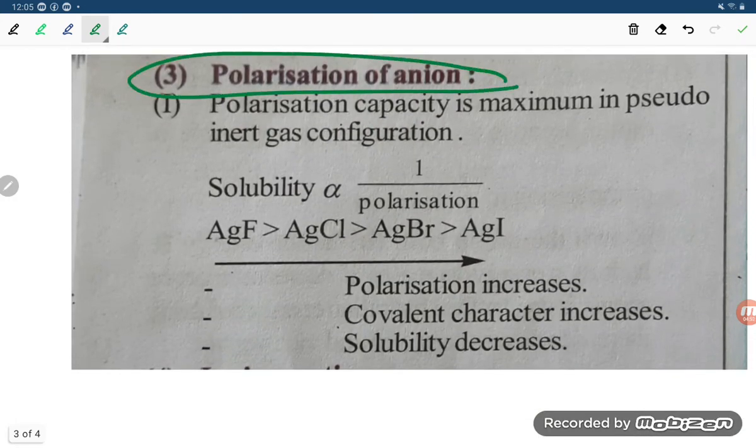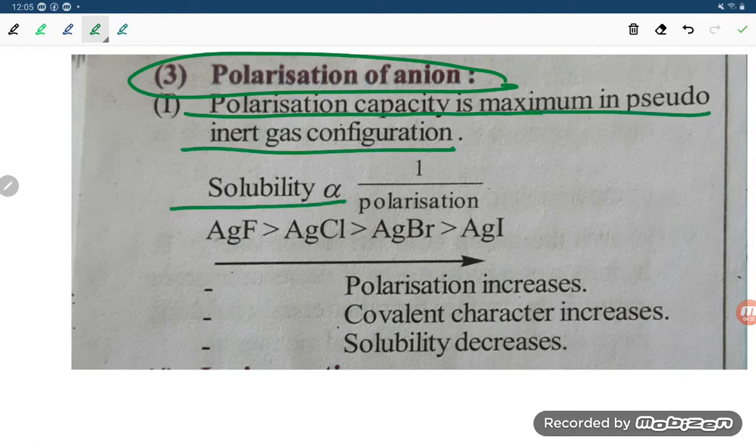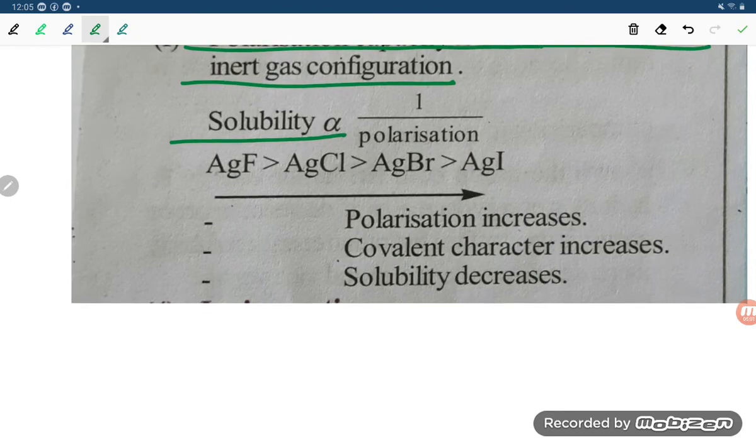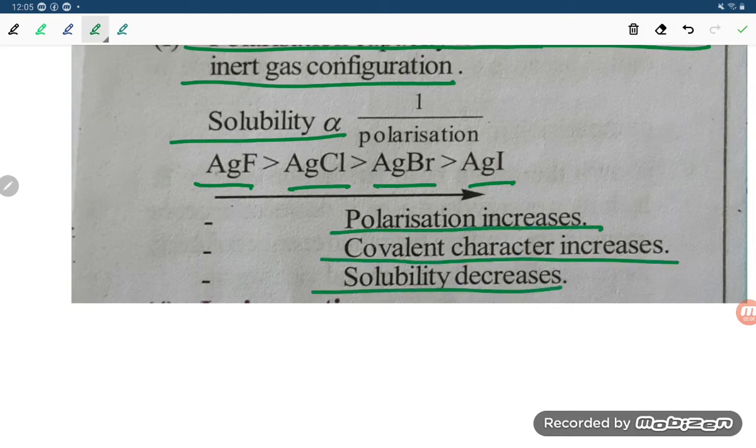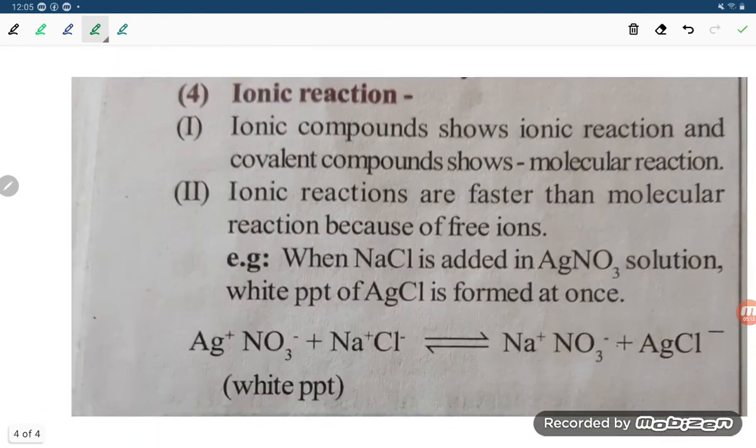Polarization power of anion. The polarization capacity is maximum in pseudo inert gas configuration. Solubility is proportional to 1 upon polarization. So AgF, AgCl, AgBr, AgI. The polarization power decreases, covalent character increases, solubility decreases, because they become covalent now. So they will not dissolve in the water.